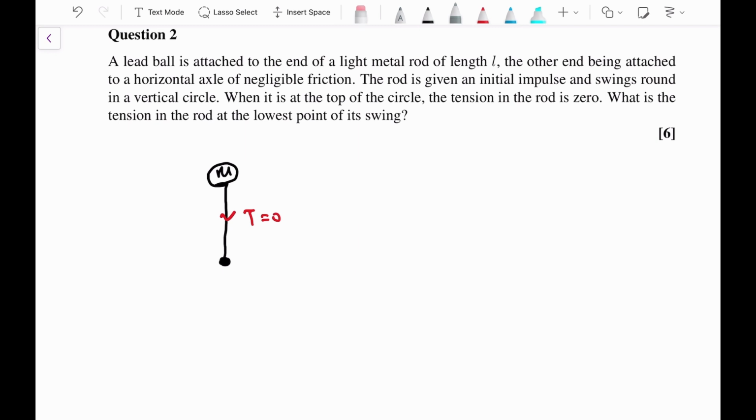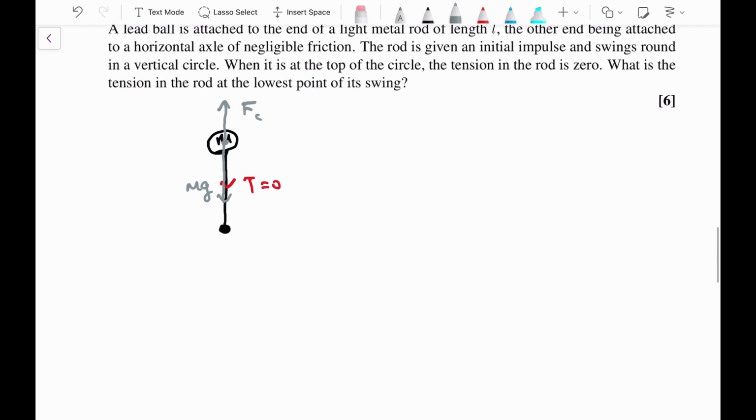What is happening right now is that the m is experiencing a force downward. Now the force downward is essentially mg, and apart from that, it's also swinging. So in this case, it's also experiencing another force upward. Now that will be Fc. So in this case, what is happening right now is the equilibrium between the centripetal force and the weight of the lead ball. And what we want to calculate is the tension in the string when the lead ball is at the lowest point of its swing.